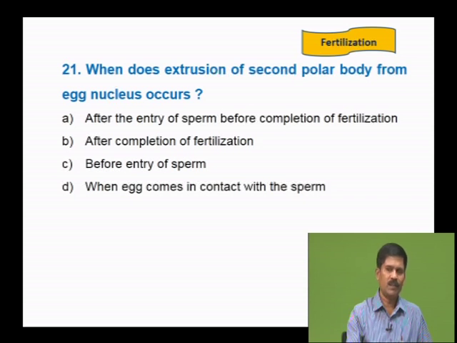When sperm enters into the cytoplasm of the egg, the first event is completion of second meiosis by secondary oocyte.